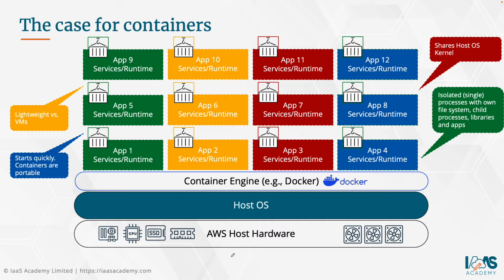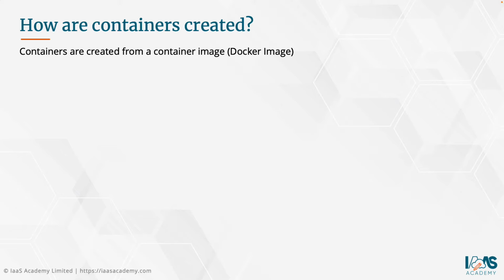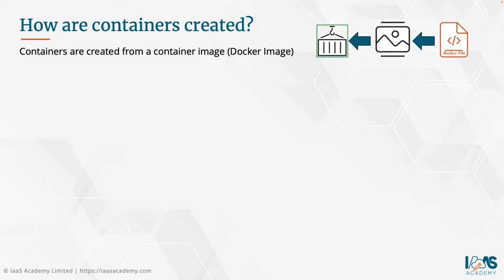Right, now that we've seen the key differences between virtualization and containers, how exactly are containers created? Let's take a look at that next. So containers are created from something called a container image, for example, a Docker image. How is a Docker image created? Well, we start with something called a Dockerfile, which is a manifest that describes the various components of that image. That is then used to build the image. And then once you've built the image, you can go ahead and launch and run your container from that image.